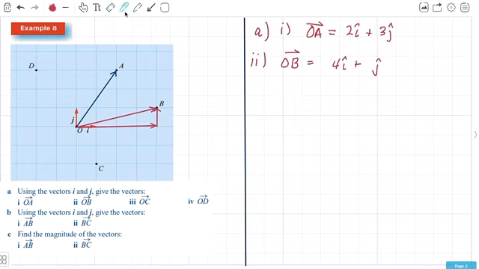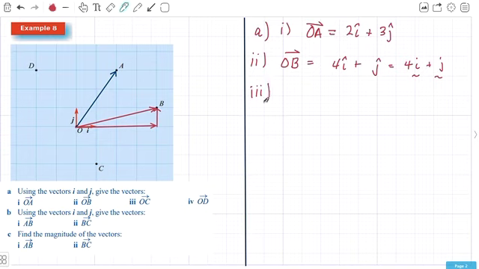And remember that if you're happier writing it this way, you can also write these as 4i with the little tilde underneath and j like that. So you can put the little hat on the top, or you can put the little tilde underneath. They mean the same thing.